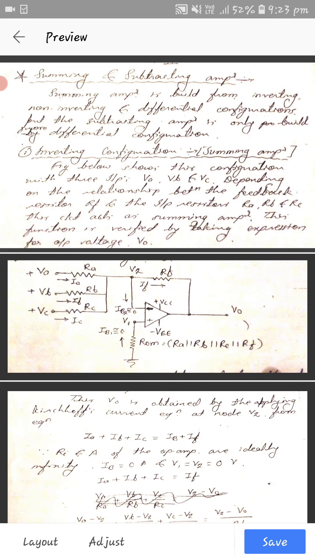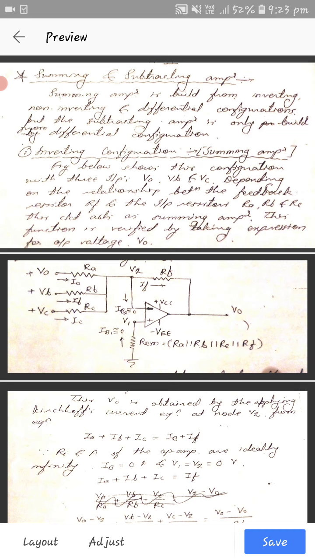Hi everyone. In the last lecture, we completed the concepts of virtual ground, the inverting amplifier, the non-inverting amplifier, and the voltage follower circuit. Today we start a new topic: the summing and subtracting amplifier, that means the adder and subtractor.